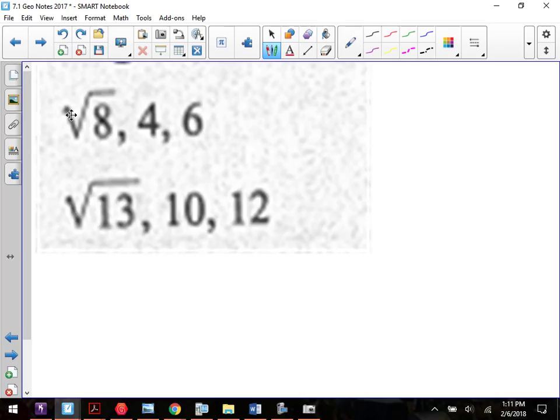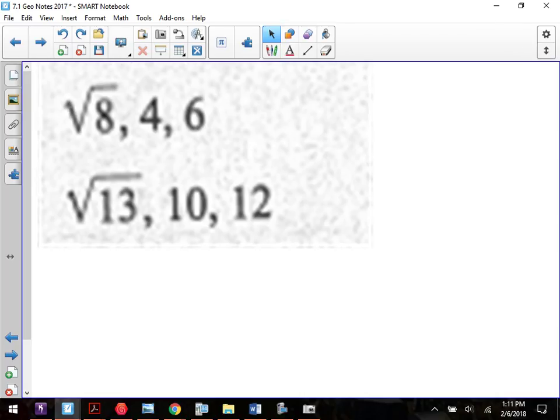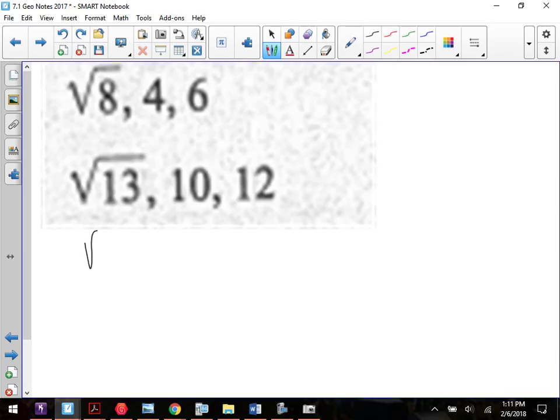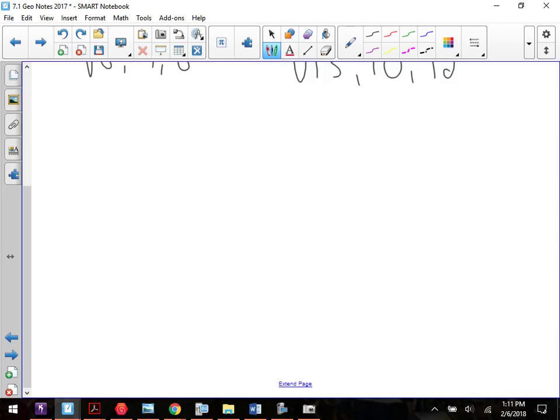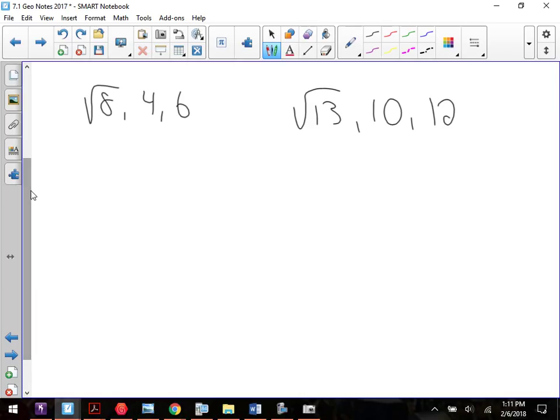Tell me what type of triangles these are. All right, one of them says 8, 4, and 8. Let me just rewrite that. It's easier to see. Try those out real quick. We'll go from there.